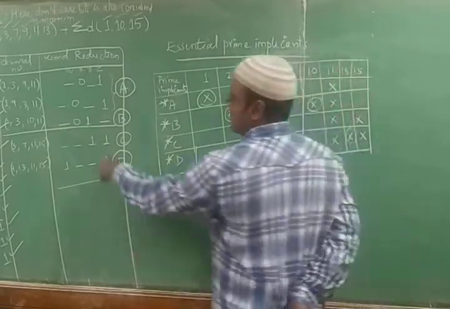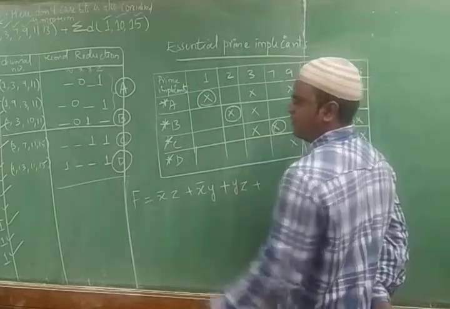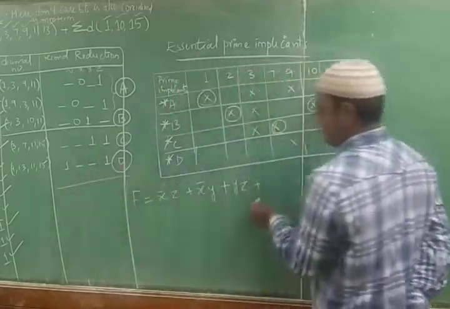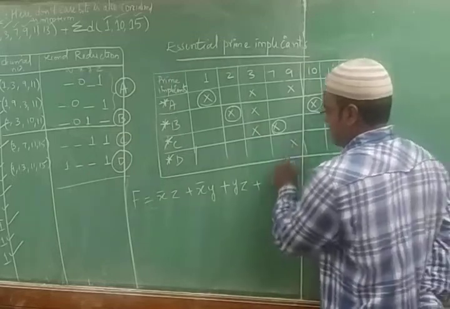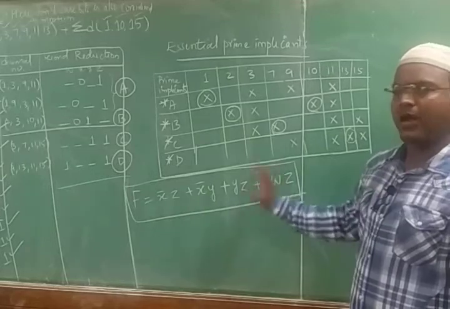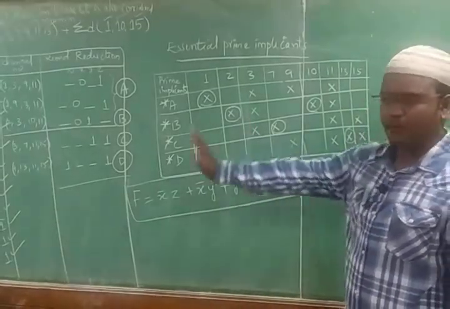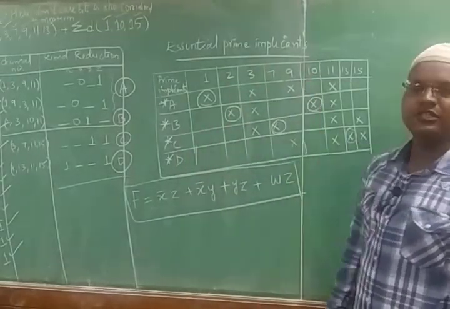I can go for C. It's nothing but Y and Z. This is for C. Now for D, D is nothing but W and Z. So this is the actual function of our essential prime implicants. Now we got the total answer by getting the prime implicant table and the essential prime implicant table.